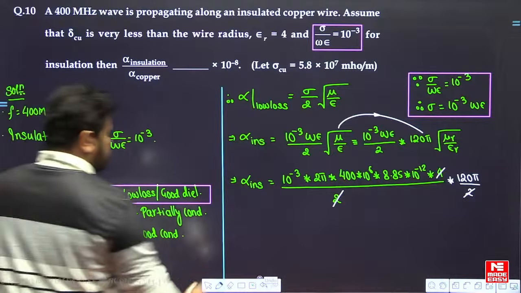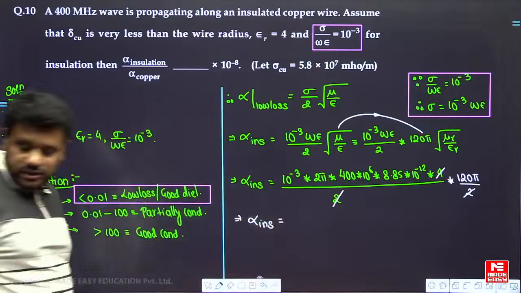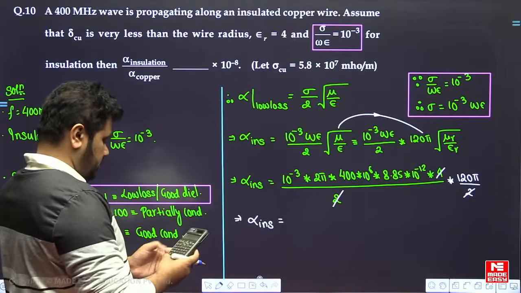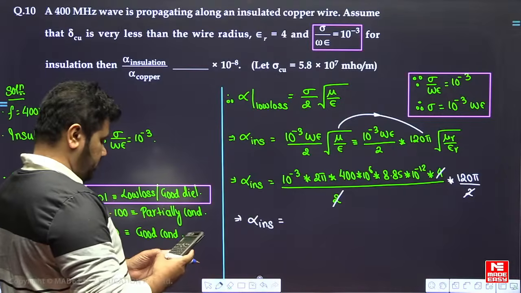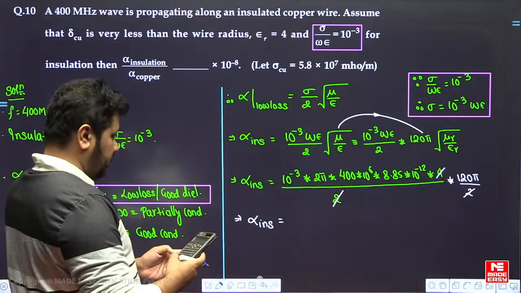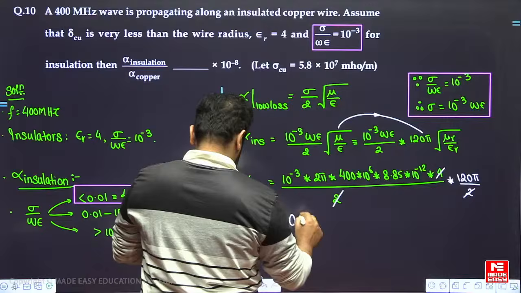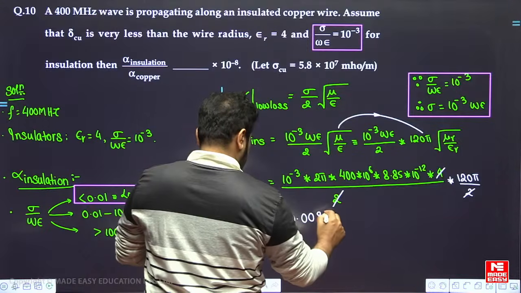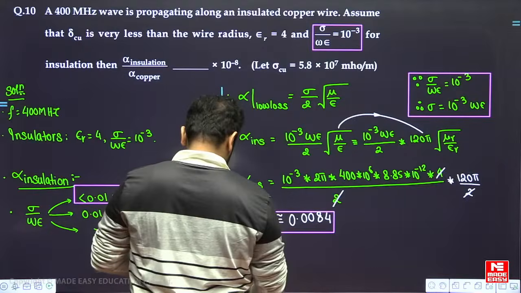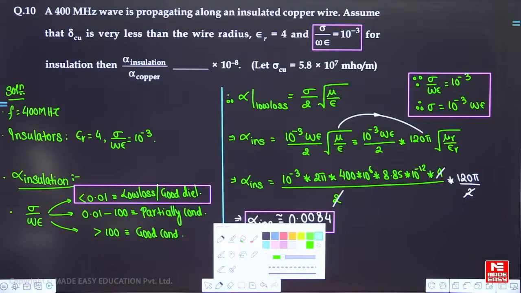So what is the value of alpha of insulation we are going to get? Let us calculate it. Alpha for insulation is 10 to the power minus 3 into 2 pi into 400 into 10 to the power 6 into 8.85 into 10 to the power minus 12 into 377. So alpha of insulation is coming to be 0.0084 approximately. So we have got the alpha of insulation, is it fine?